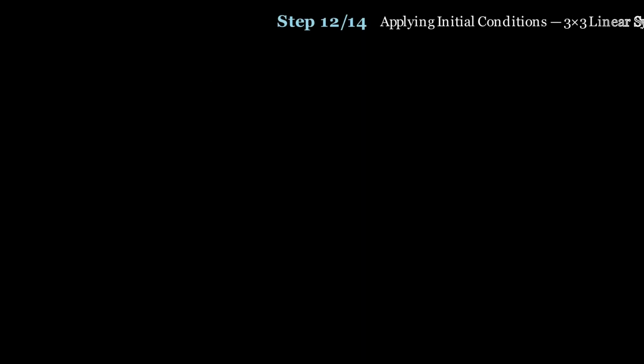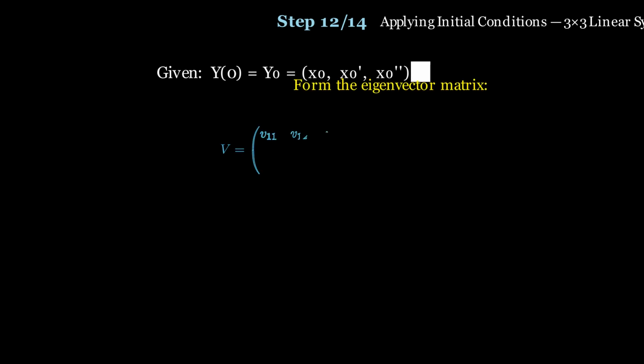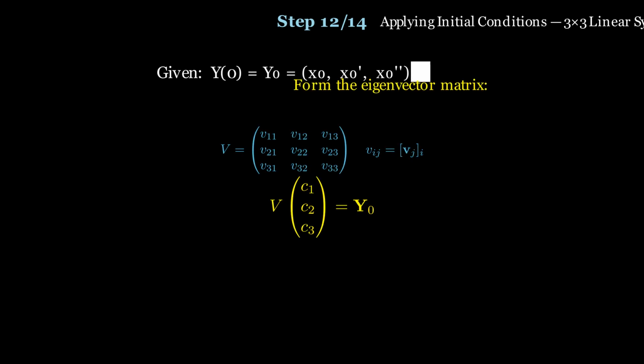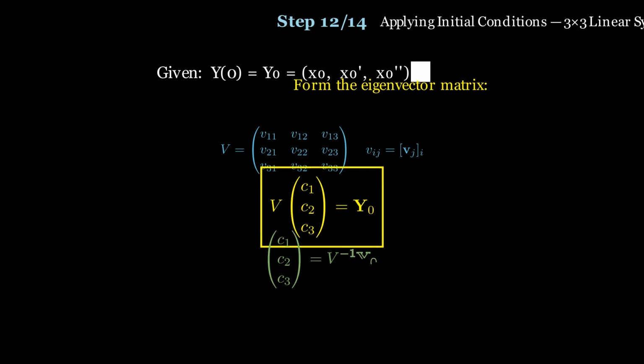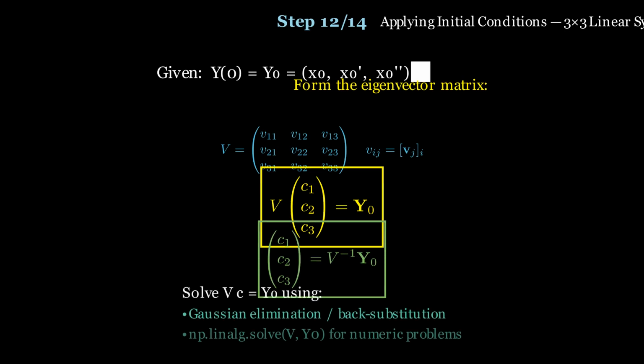Step 12. With three initial conditions, x0, x'0, and x''0, we form the 3x3 system Vc equals y0. V is the matrix whose columns are the three eigenvectors, and C is the vector of unknown constants. We solve for C by inverting V or by Gaussian elimination. In code, this is a single call to numpy.linalg.solve. Once we have C1, C2, C3, the solution is completely determined.